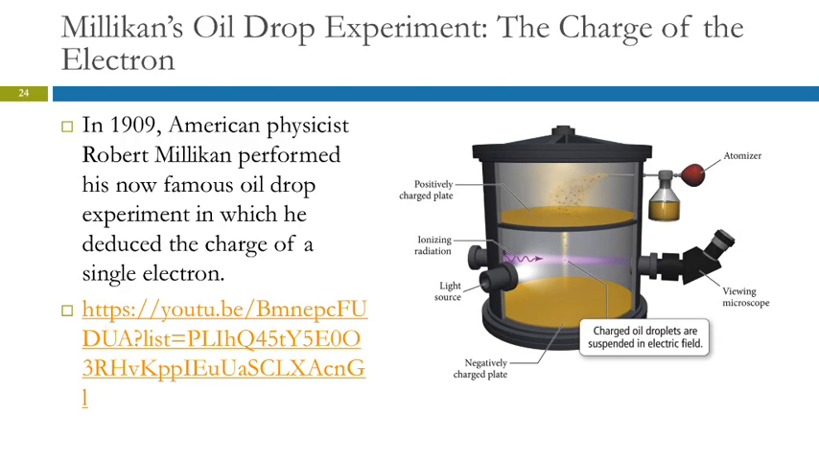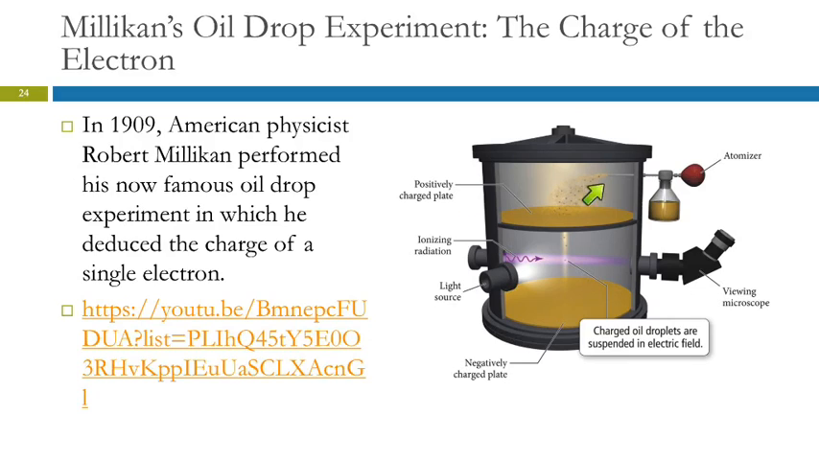And then Millikan, 1909, here we've got an American, he performed what's now known as his oil drop experiment. I'm going to just talk you through this a little bit, and then there's a video. From this, he was able to figure out the charge on a single electron. Thompson had found the charge to mass ratio. So what is this funny looking thing?